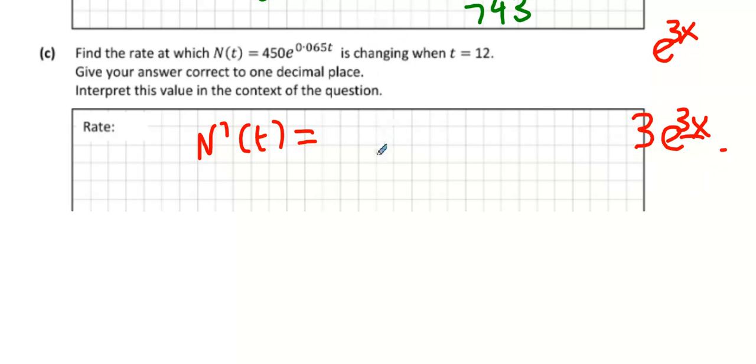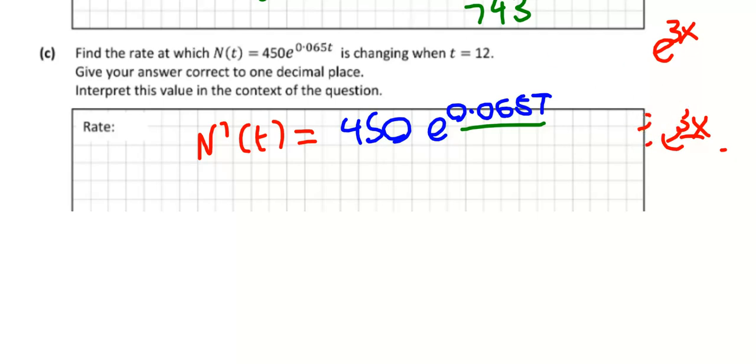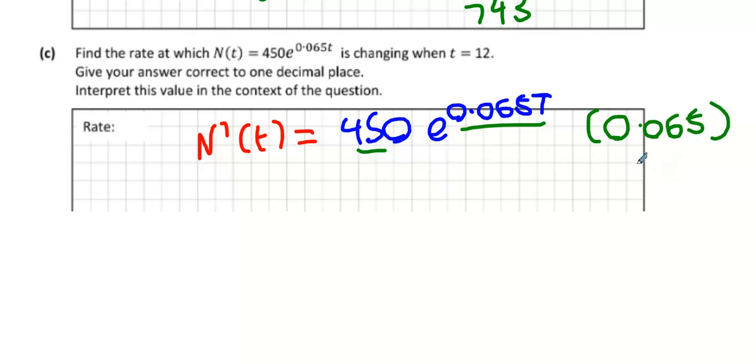So here's what we're hoping. The 450 does just go straight in. The power goes straight in. What's the only thing we have to differentiate? The power, and what do we get there? Just this, isn't it? 0.065. You're just differentiating the power, aren't you? Multiply that by the 450. Is it? Good job. And what do we replace t with?